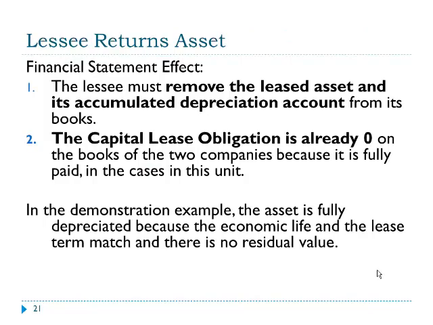Now let's look at the other possibility. The lessee returns the asset. In this case, the lessee must remove the leased asset and its accumulated depreciation from its books. These two are going to match each other because if the lessee has been planning all along to return the leased asset, then the asset has been depreciated over the life of the lease. Notice that again, the capital lease obligation is already zero on the books of the two companies because it's been fully paid for. In this demonstration, the asset's fully depreciated because the economic life and the lease term match, and there's no residual value.